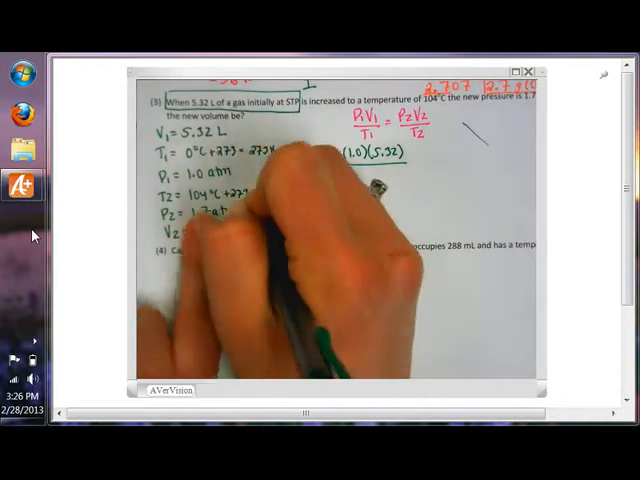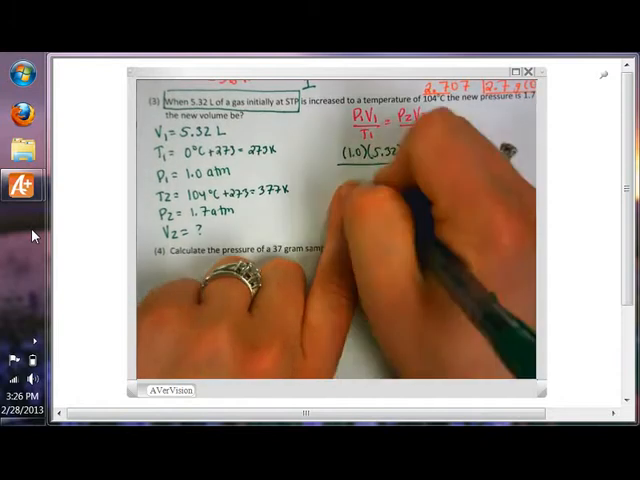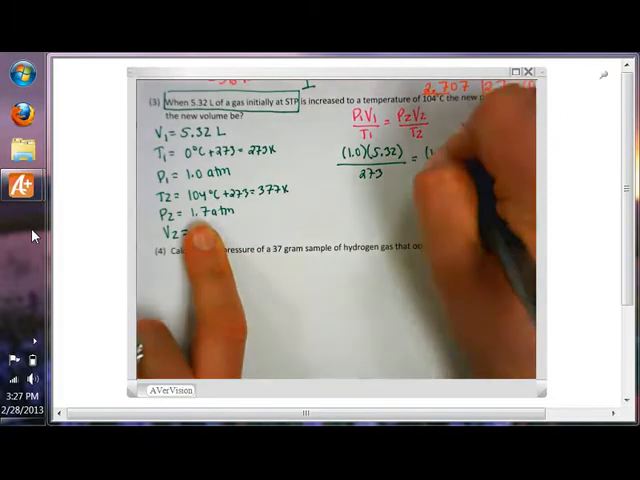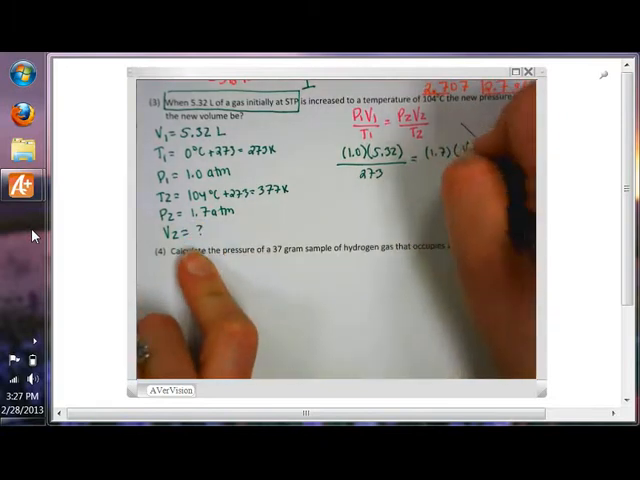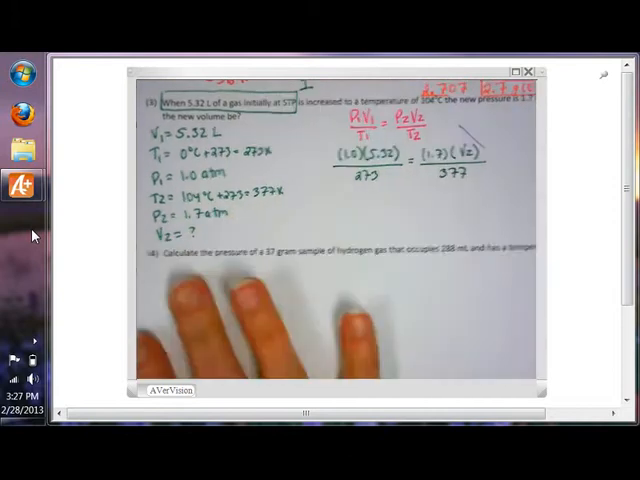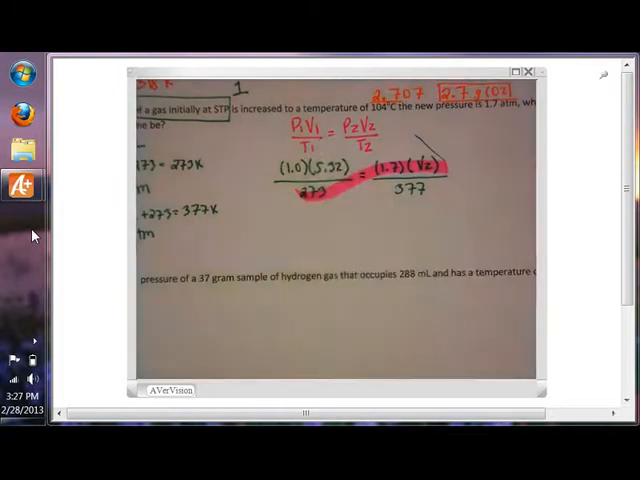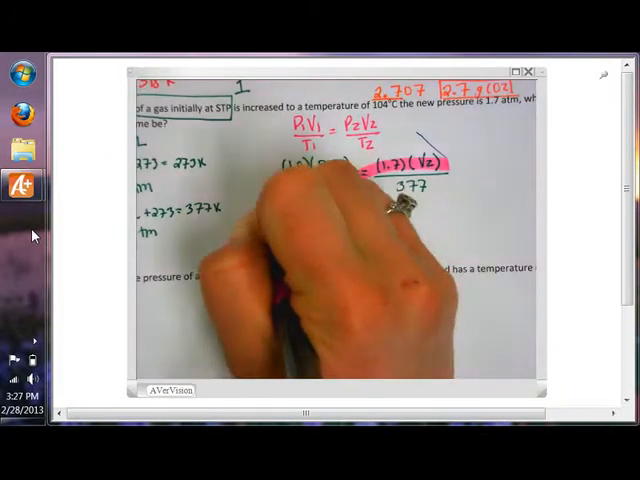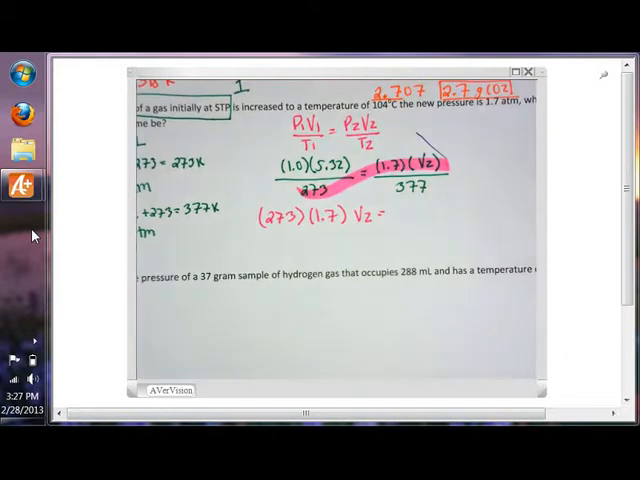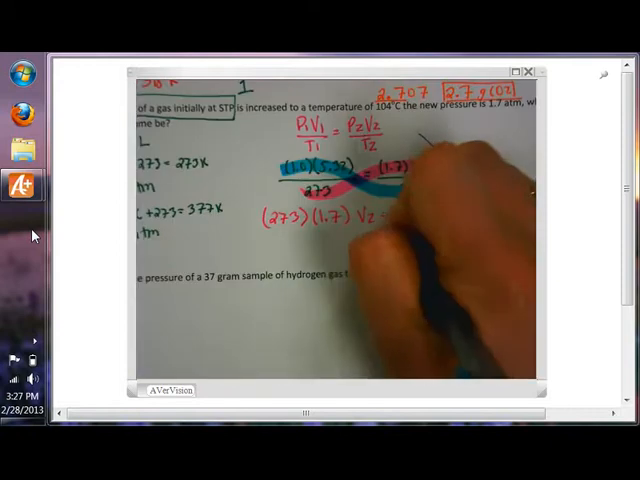So this is over 273 equals P2, 1.7 times V2, which is what I'm trying to solve for, all over T2, which is 377. So I'm going to cross multiply. So I've got 273 times 1.7 times V2 equals, cross multiply the other two, 1.0 times 5.32 times 377.